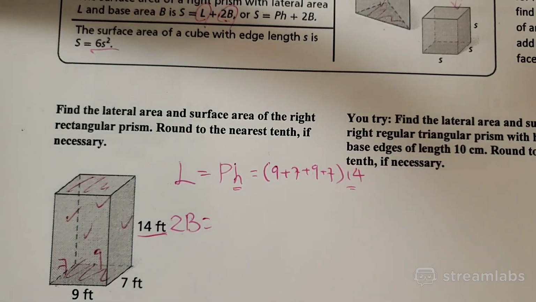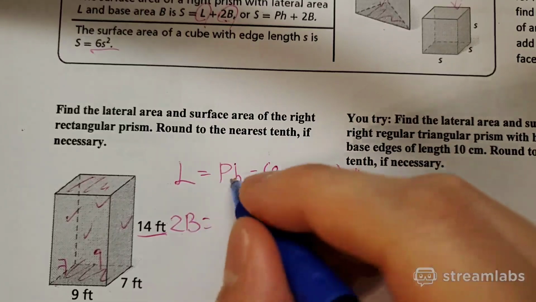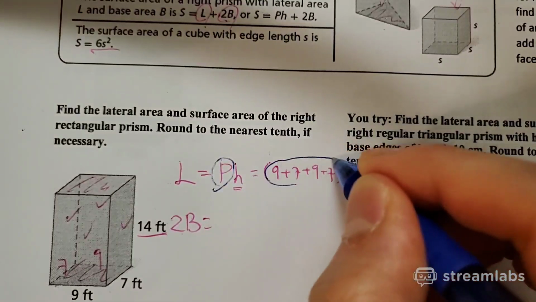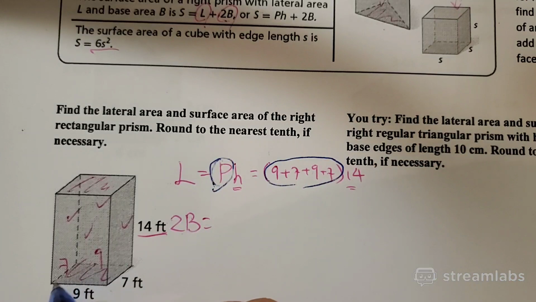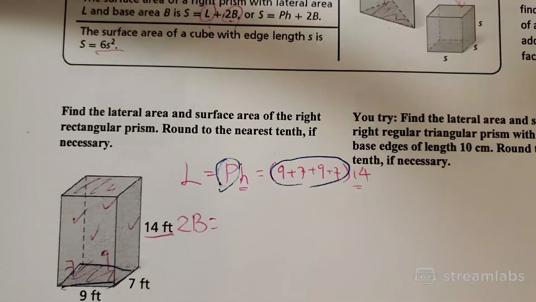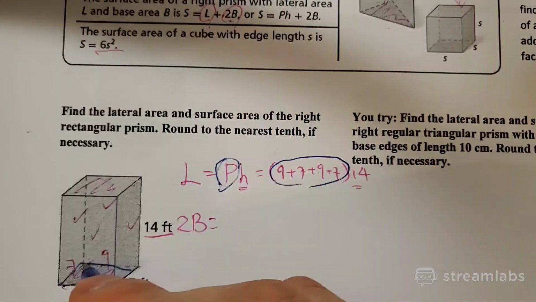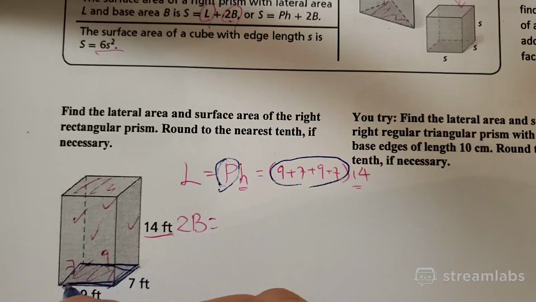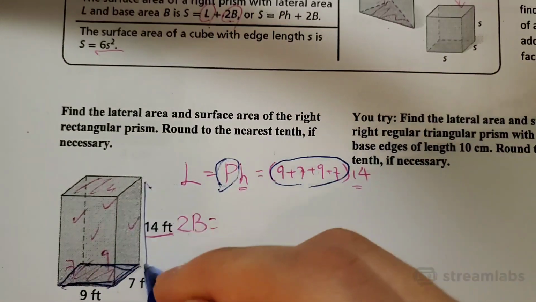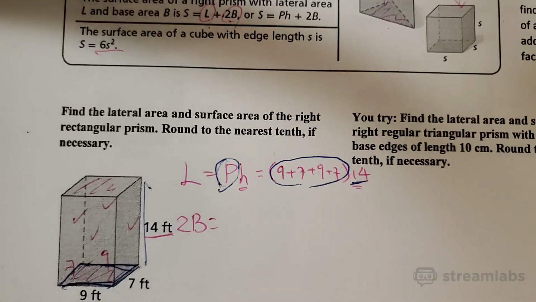Let me highlight this for you. So this is a perimeter. So I find the perimeter of the base, and then the height. That's the perimeter, right? The height is 14. All right, so that takes care of the lateral.